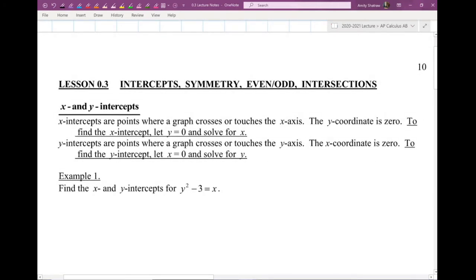Let's begin lesson 3. Intercepts is the first topic, X and Y intercepts, and it says to you that they're points where the graph crosses or touches the x-axis or the y-axis, and for each one of them, one of the coordinates will be 0. So if I have this equation right here, and I'm going to start with y equaling 0, that would mean that I'm finding the x-intercept.